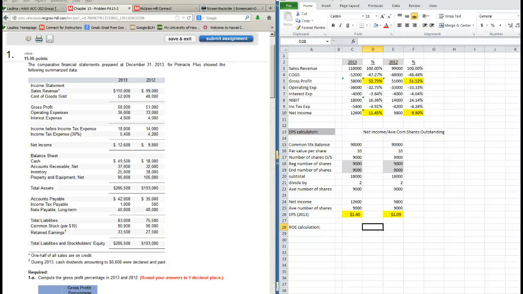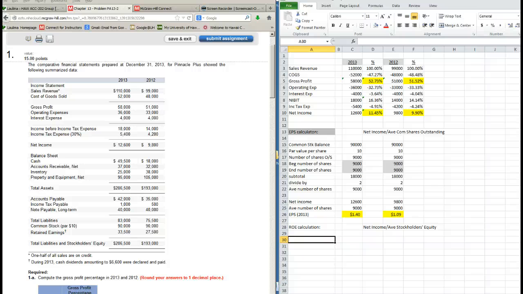And in any formula like that, the reason we multiply by 100 is to turn our whole number or our decimal into a percentage. But the basic formula really is to take net income and divide it by the average stockholders equity. And so let's see, what information do we need here to get our stockholders equity?